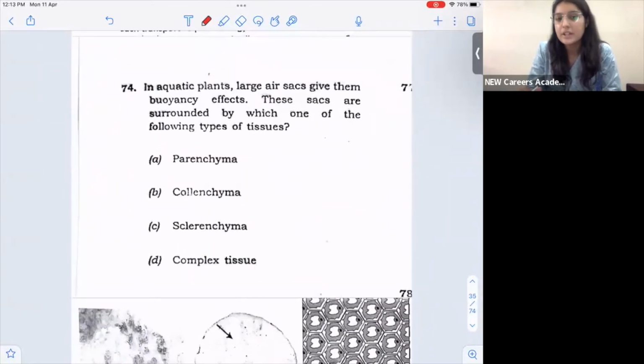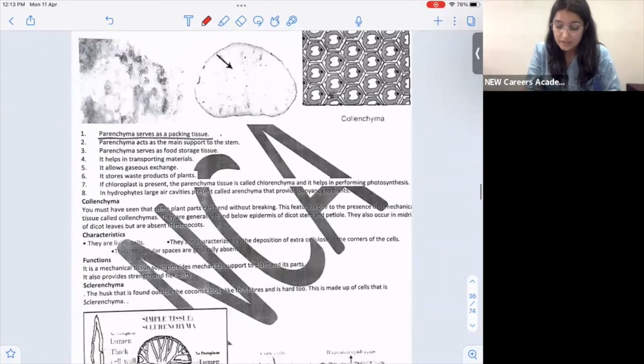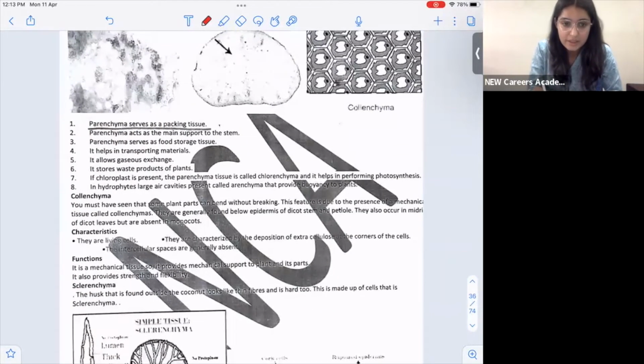74. In aquatic plants, large air sacs give them buoyancy effects. These sacs are surrounded by which one of the following type of tissues? To see, again a direct question. Point number 8 in notes.